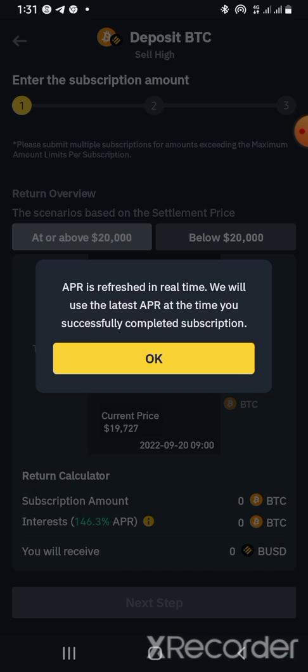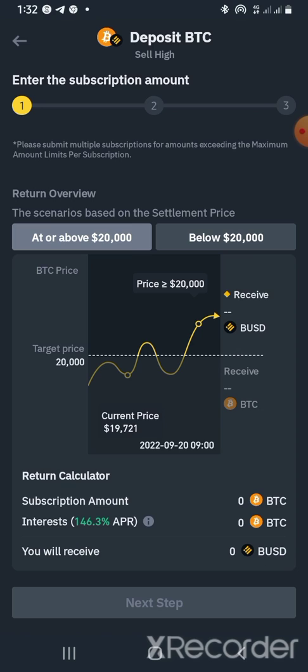APR is refreshed. Okay, they are telling you that the APR is refreshed every time. We will use the latest APR at the time you successfully complete your subscription. Okay, that's what they are saying. But for now, you can see that the APR is about 146.3. So it's just like a percentage interest you are getting, the annual percentage rate you are getting. You understand? During the time frame you are subscribing for this particular dual investment.